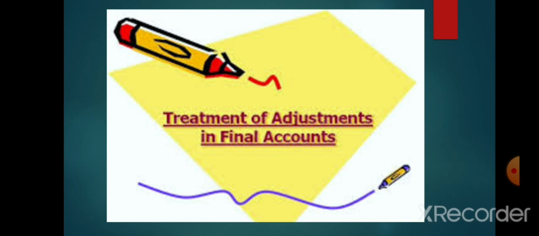The object of making adjustments is to include all expenses, losses and incomes which are related to that accounting period in the final accounts, and to exclude such items of expenses, losses or incomes and gains that do not relate to that accounting period. Without these adjustments, the results would be misleading. So, that is why it is important to incorporate the adjustments in the final accounts.